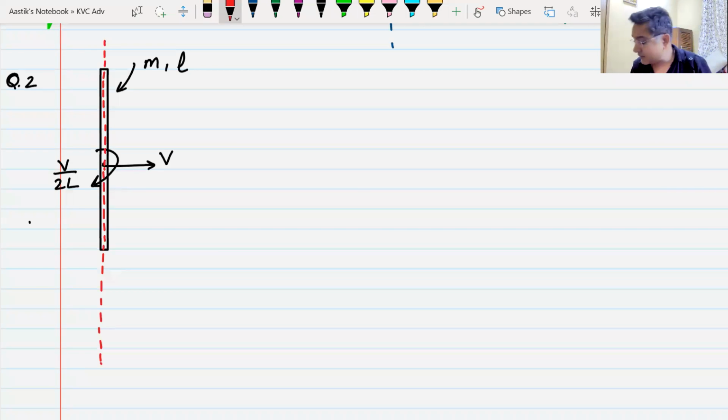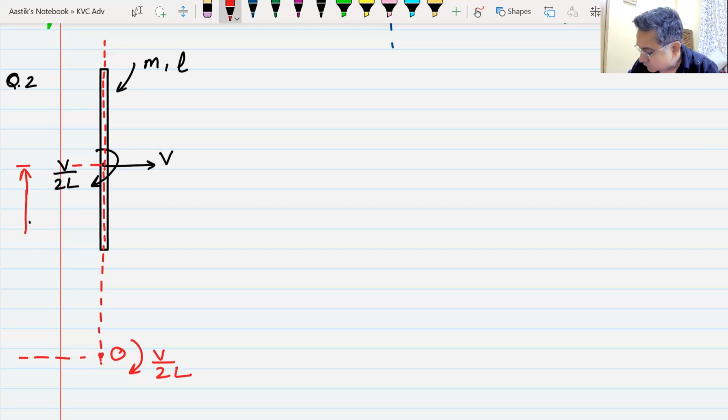Okay, I don't know the kinetic energy, but let me first find out the instantaneous center of rotation. Velocity v is like this for the center of mass, so it should be perpendicular to this. So it must lie somewhere on this line. It can lie above the center of mass or below the center of mass. Where will it lie? Below the center of mass. Let me call this point O. And remember, it is going to rotate like this with v by 2L. What will be the distance of this point, the center of mass, from this O? This will be equal to 2L. Do we understand this?